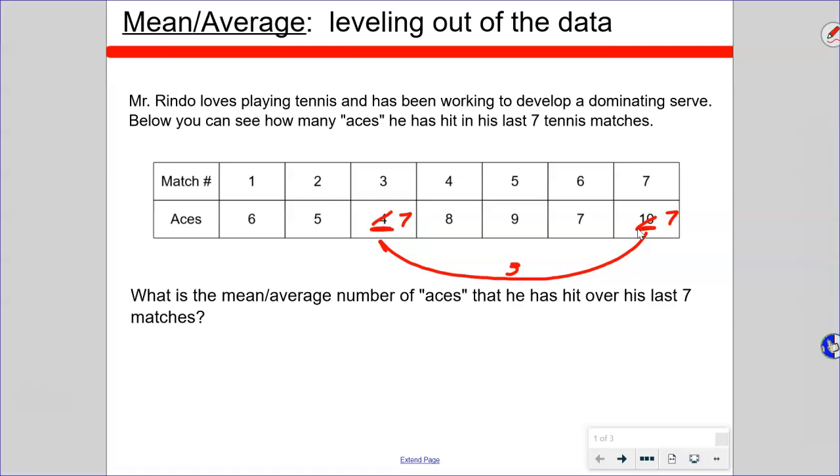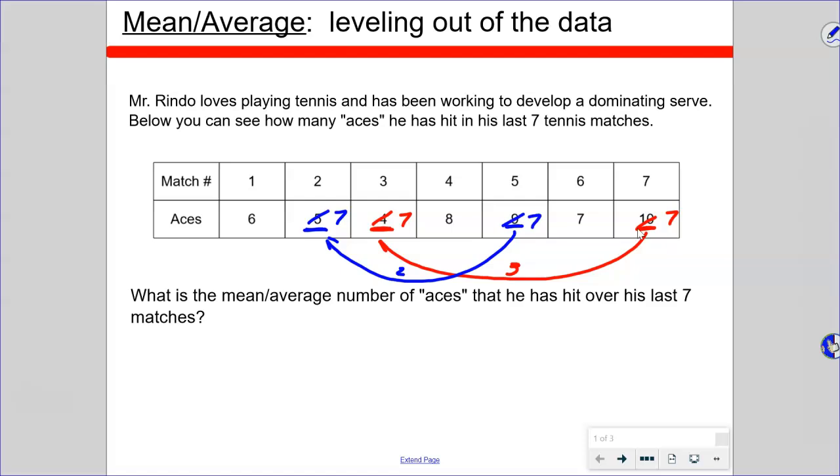I'm now going to find my next biggest number. My next biggest number is a 9, and my next smallest number is a 5. I'm going to take from that 9 and give to that 5. If I take 2 from the 9 and give it to the 5, the 5 is going to become 7, and the 9 is going to become 7.